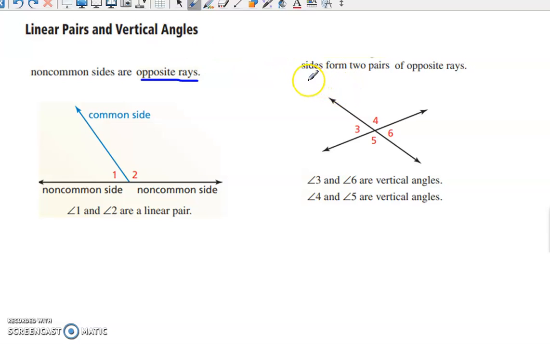For vertical angles, the sides form two pairs of opposite rays. So 4 and 5, those are vertical. They're across from each other, and their sides form opposite rays. So this side of 4 forms an opposite side with this side of 5. Same thing here. And then 3 and 6 are vertical angles.